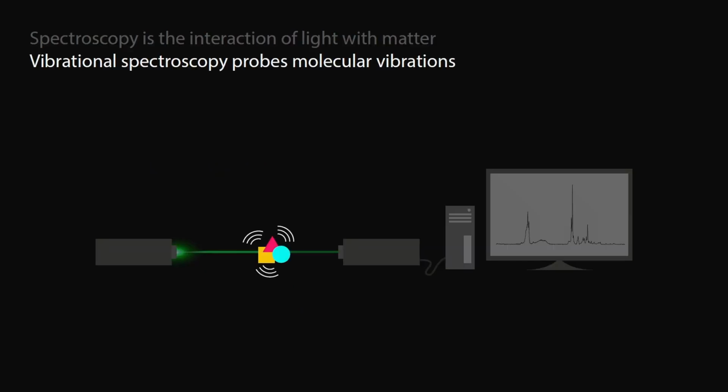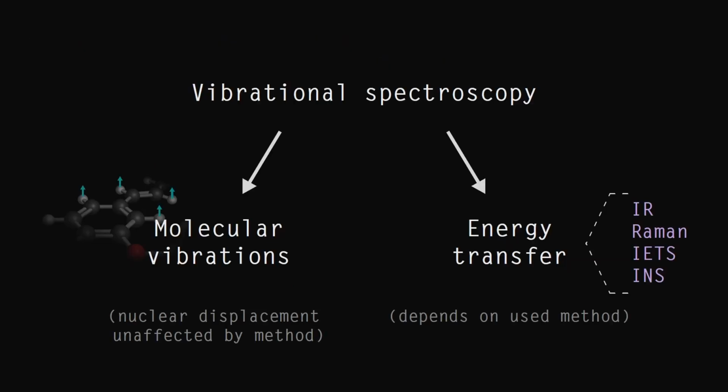Vibrational spectroscopy probes molecular vibrations. This is certain movements of the atoms relative to each other. The most important thing to understand is that in vibrational spectroscopy there are two separate topics. One is molecular vibrations, the other one is energy transfer.